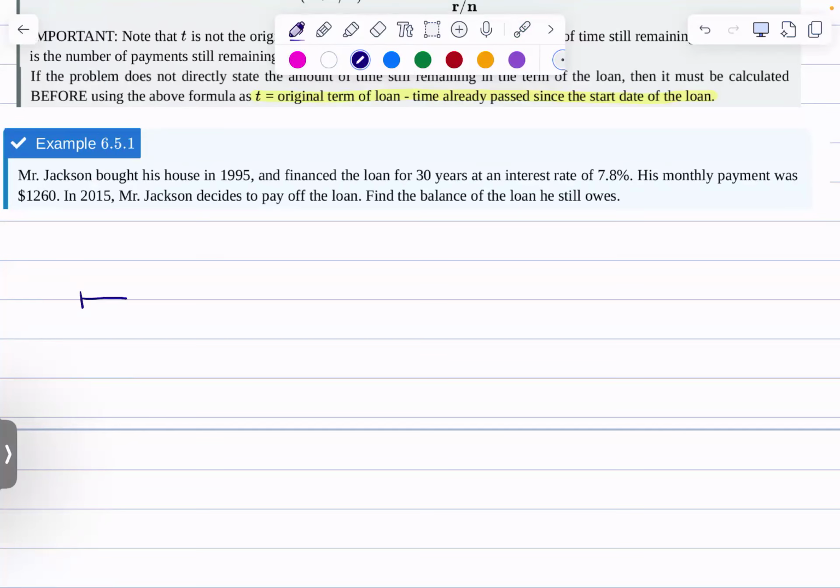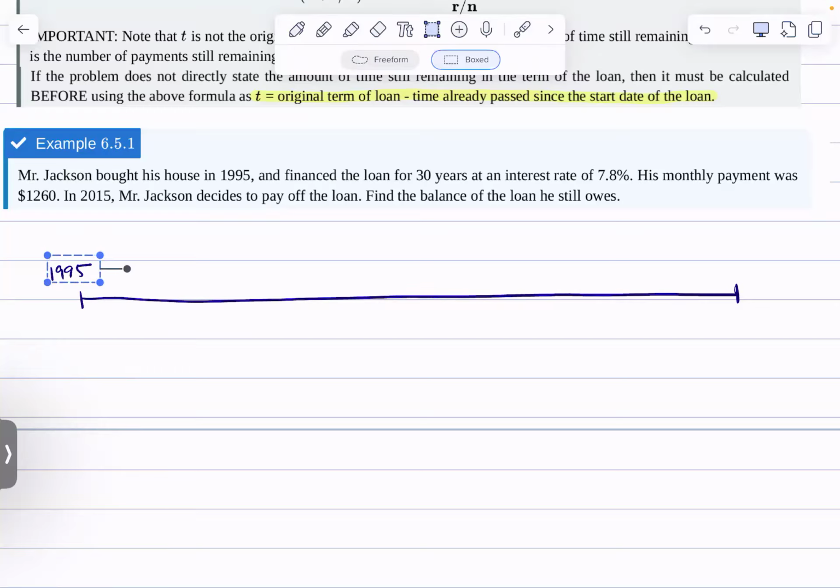So what we want to do is map out the entire length of the loan. The 30 years first. So here in 1995, he bought his house. And maybe I'll put this up top here. For 30 years, 1995.